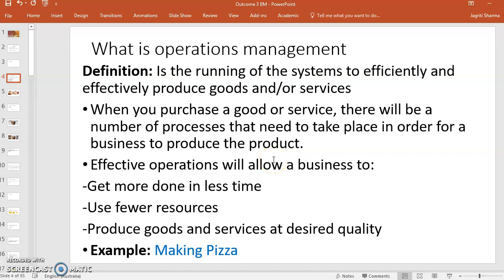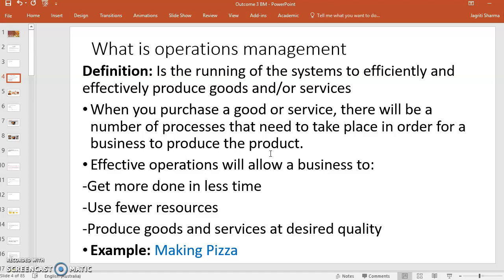Now, what is operations management? Operations management is the running of the systems to efficiently and effectively produce goods or services. Efficiently and effectively means the optimum utilization of all the resources. Now, when you purchase a good or service, there will be a number of processes that need to take place in order for a business to produce a product, which in other terms means that when you're producing a product, you need to have input and the output.